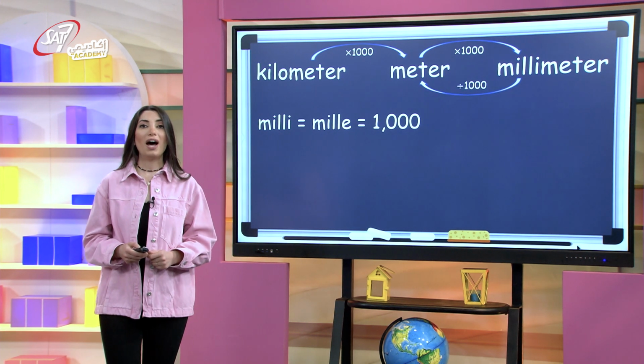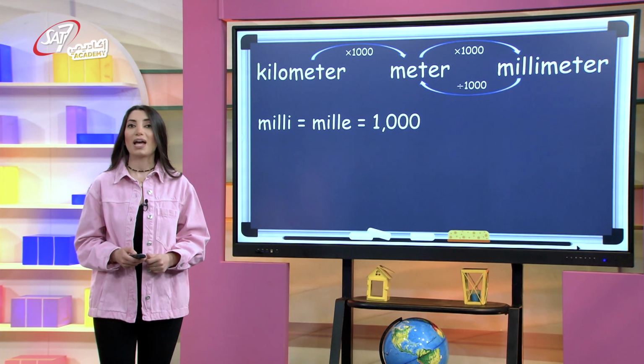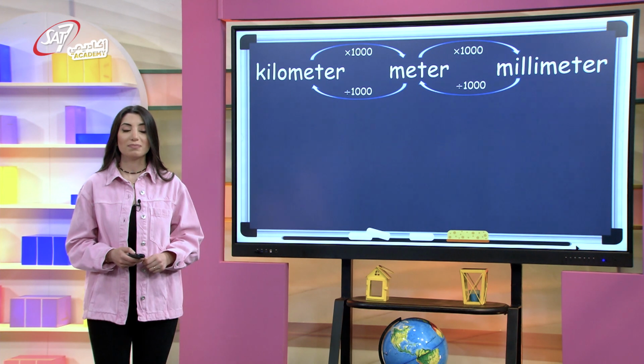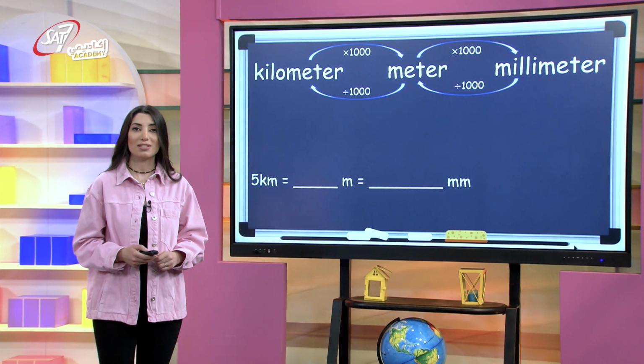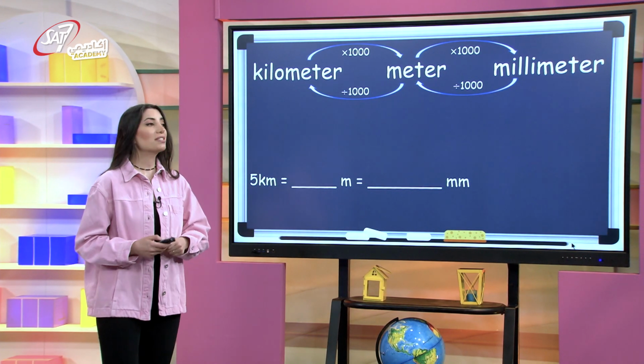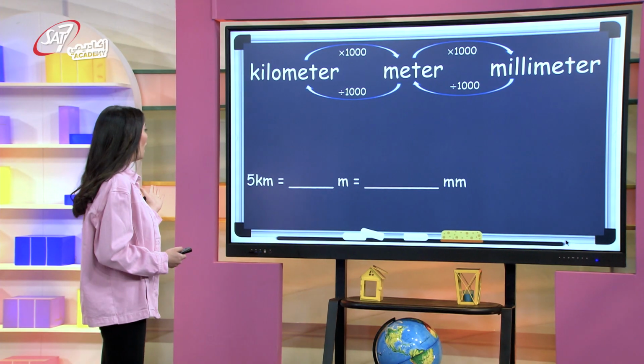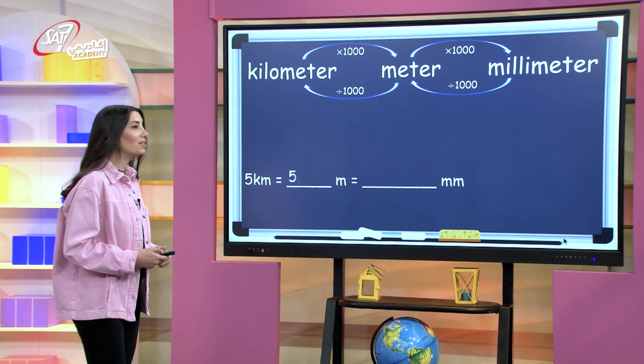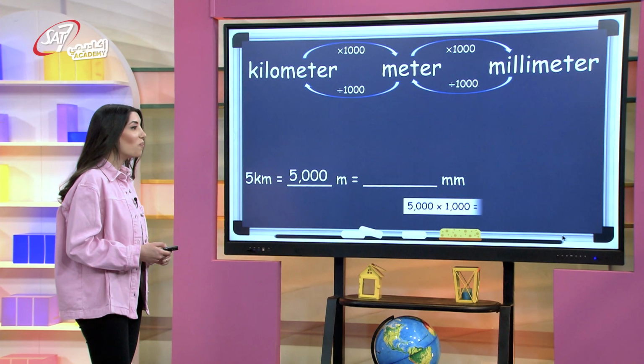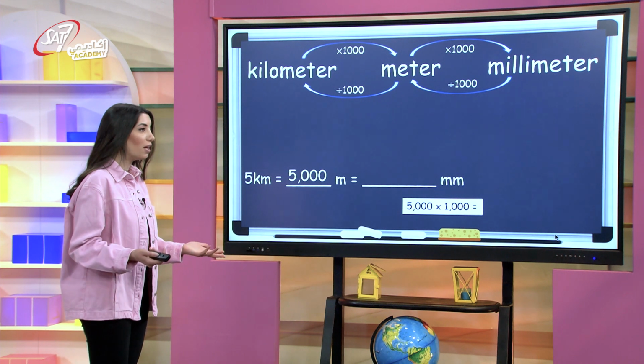The dog ran 5 kilometers this morning. How many meters is that? How many millimeters? Let's convert. First, to convert from kilometers to meters, we must multiply by 1,000. 5 times 1,000 equals 5,000 meters. Now, converting from meters to millimeters also requires us to multiply by another 1,000. 5,000 times 1,000. How do we multiply?